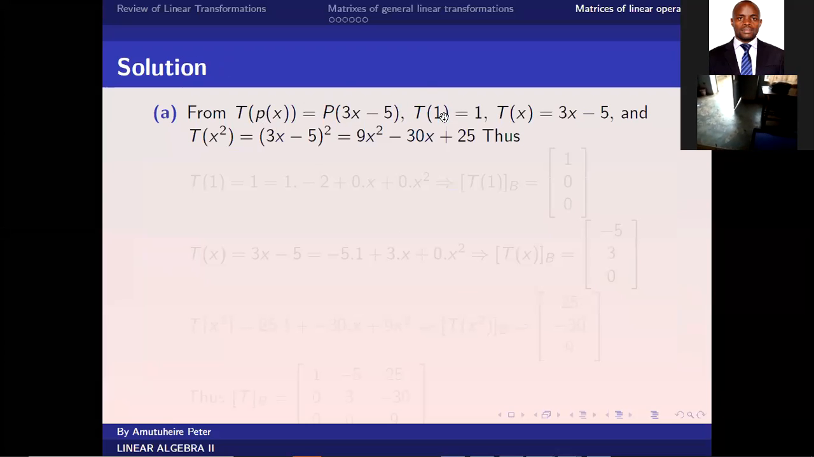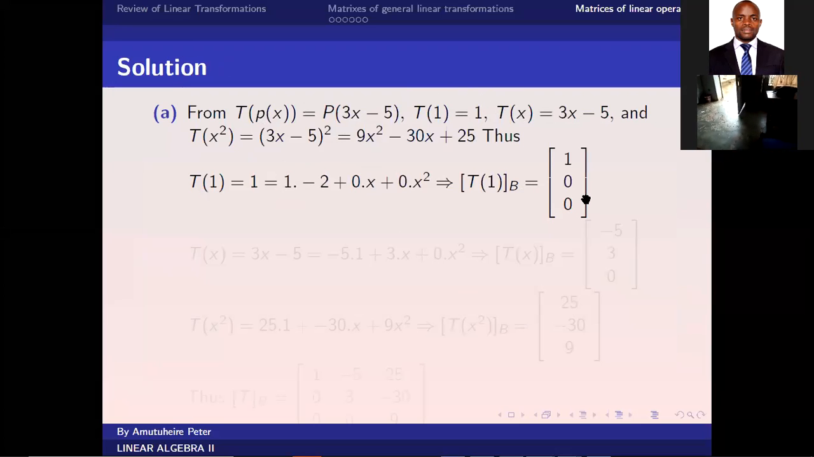So T of 1 will return 1. Then T of x will be 3x plus 1 and x squared. So we are transforming the basis elements. In other words, that one will give us this. So we can write this now, which is in the image space, as a linear combination of the basis elements.